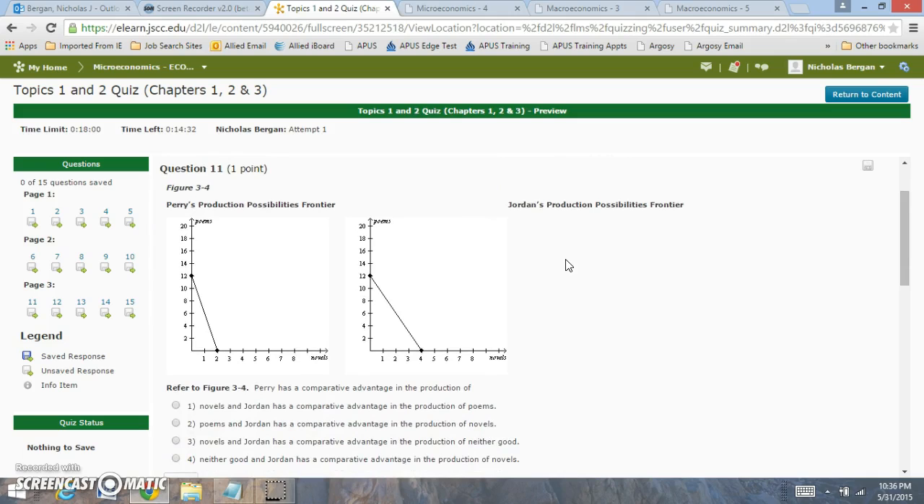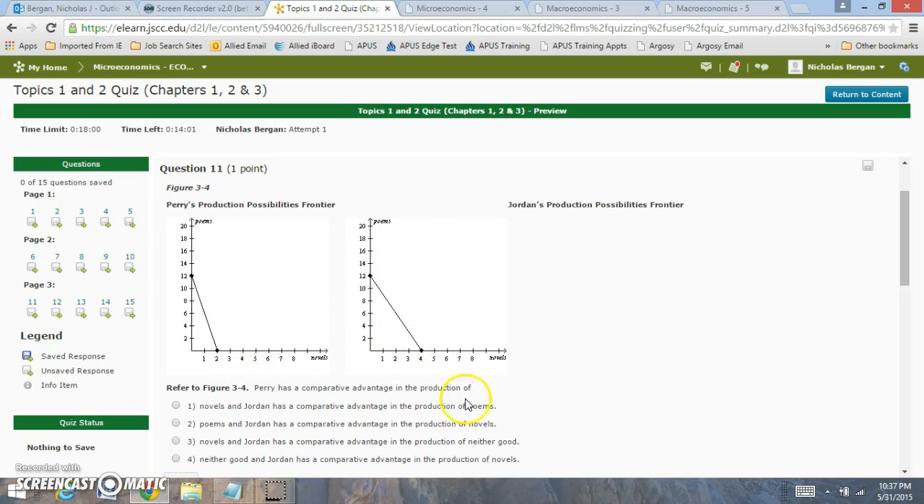Now, question 11 is going to be dealing with trying to calculate comparative advantage. To calculate comparative advantage, you have to calculate what you have to give up to get. So to calculate with novels, novels will go on the bottom, so it'll be the ratio of how many poems to novels, so 12 over 2. And you'll do the same thing for this other person as well, 12 over 4.